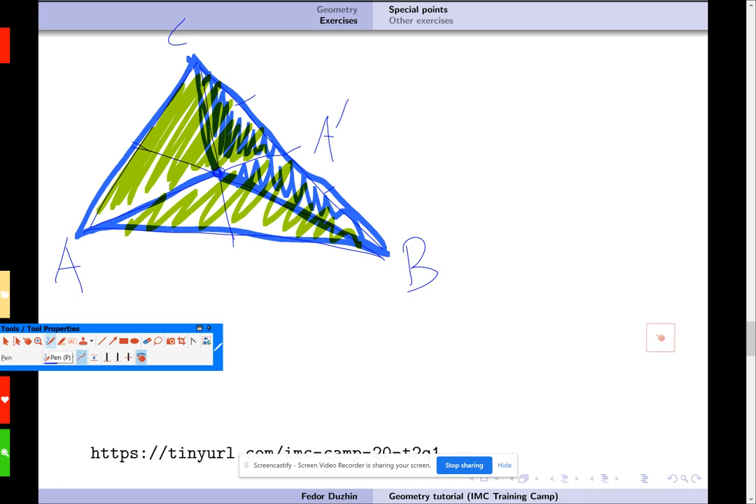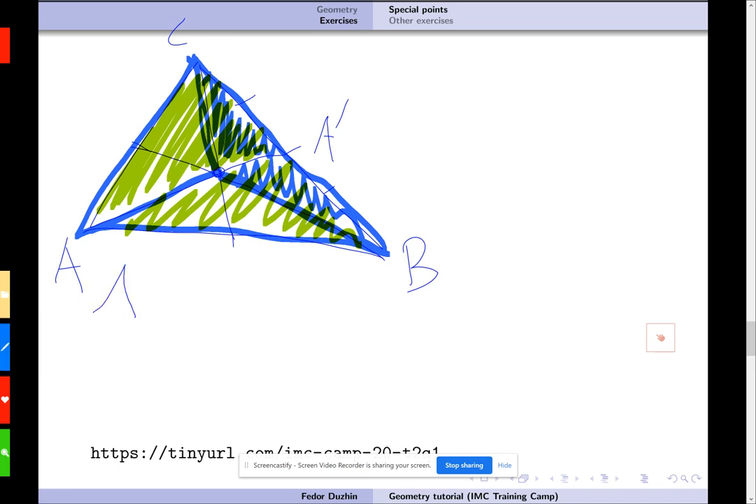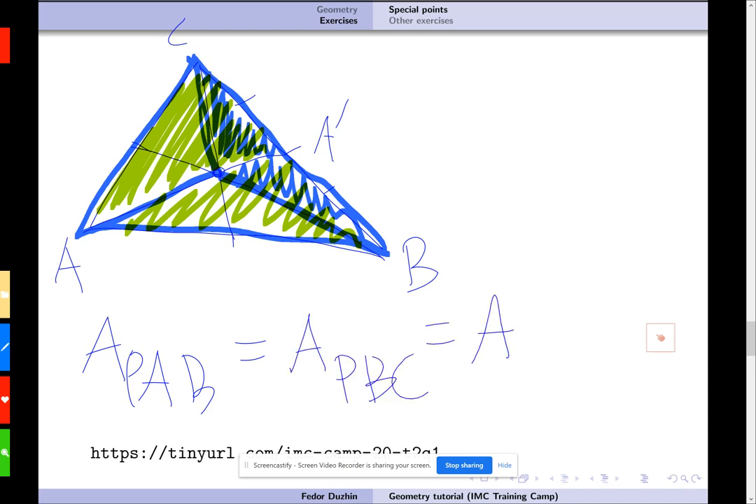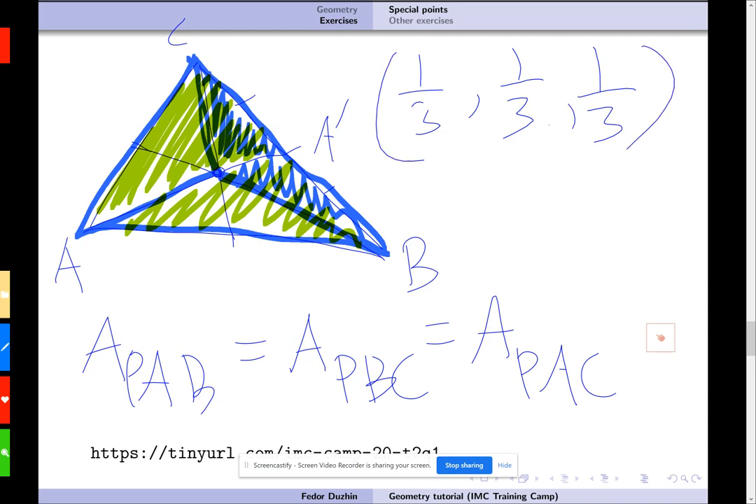So the area of the triangle PAB is the same as the area of the triangle PBC, which is the same as the area of the triangle PAC. Which means that the barycentric coordinates are all equal, so they are going to be 1/3, 1/3, 1/3. Or we can write the same thing as 1:1:1. It's the same thing.